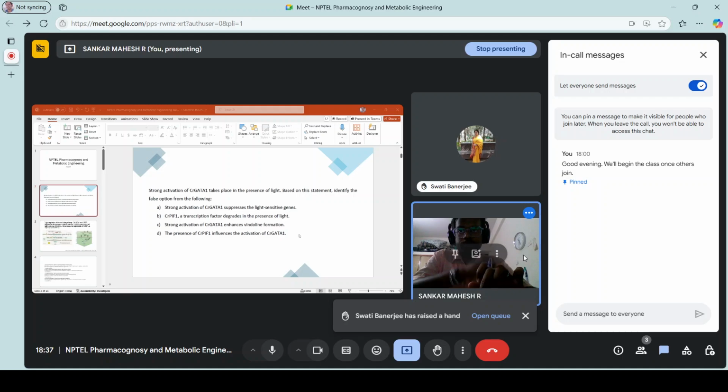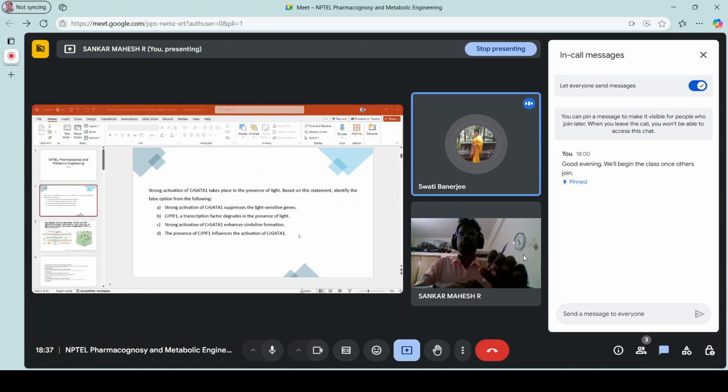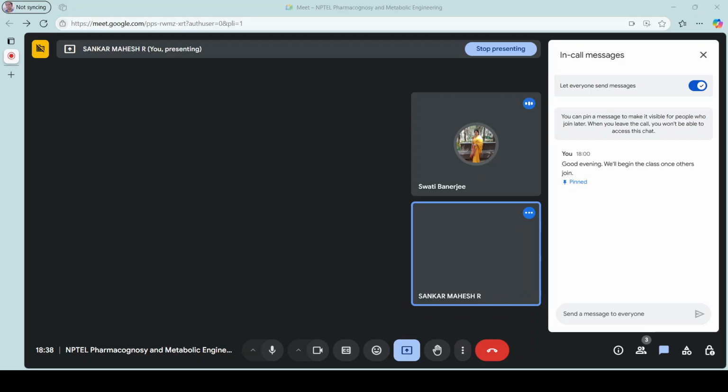Yeah, you can unmute. I think the false statement we have to identify. Strong activation of CrGATA1 takes place in the presence of light. So I think the first one is the false option. CrPIF1, a transcription factor, degrades in the presence of light, because CrPIF1 is activated in the dark. Yeah, correct. CrGATA1 enhances windorphine formation in the presence of light. CrGATA1 gets activated in the presence of light, and CrPIF1 forms the repressor. The presence of CrPIF1 influences the activation of CrGATA1. I think option A is the false.